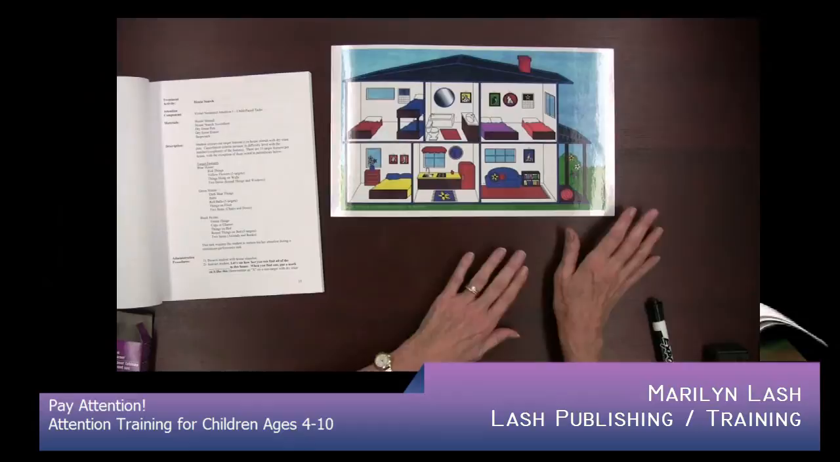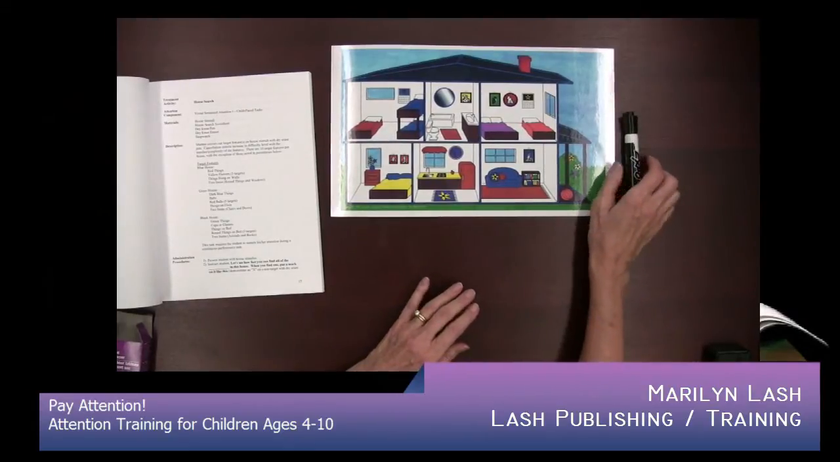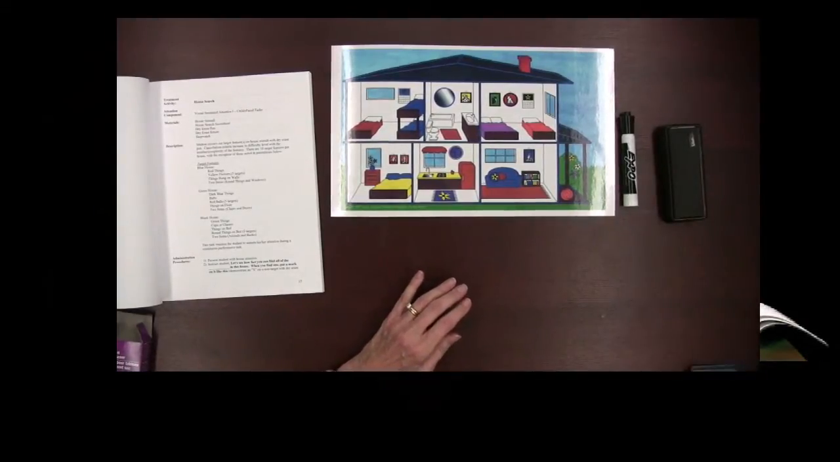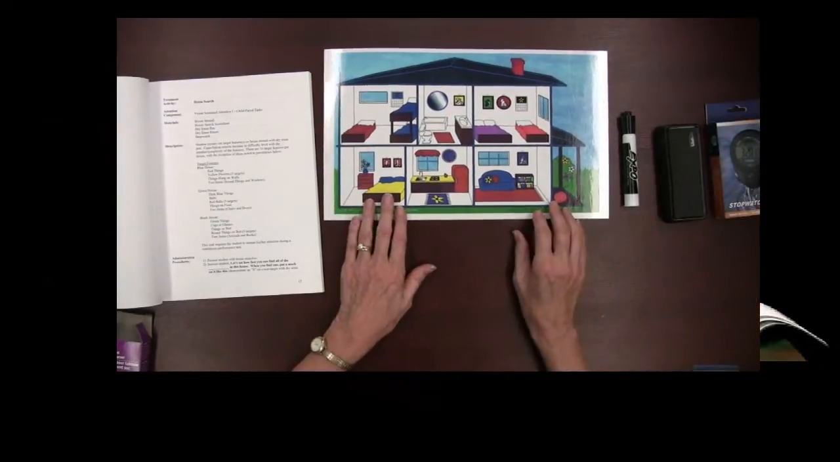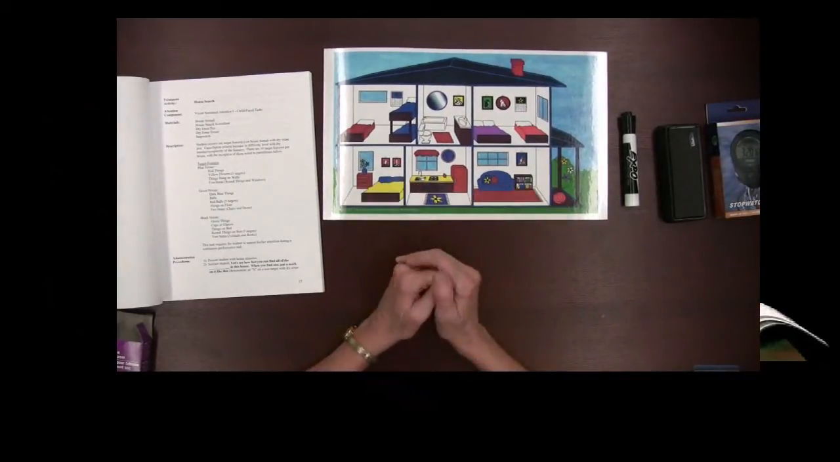You need your score sheet, you need your dry erase pen, an eraser, and you still need your stopwatch so you can time the student.